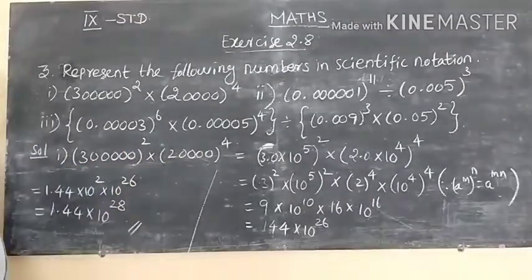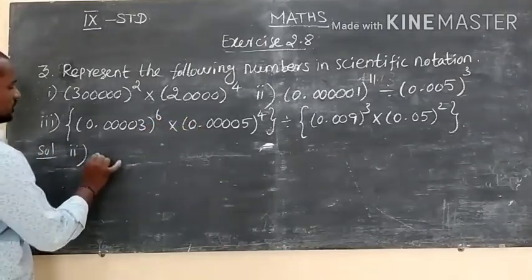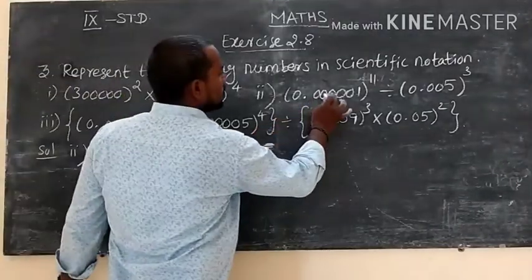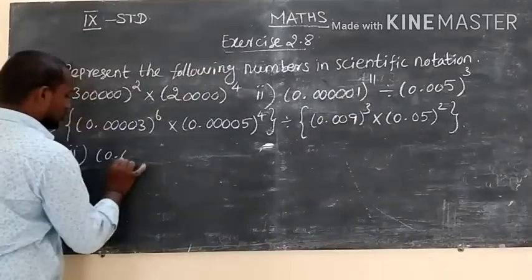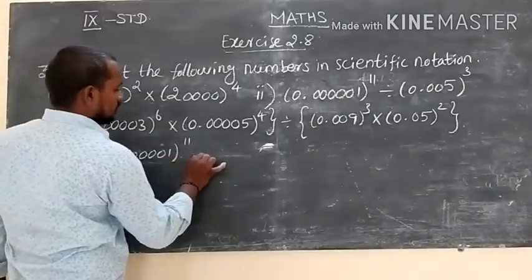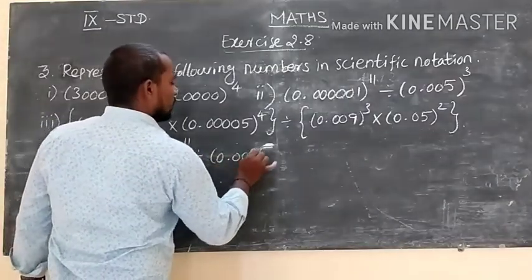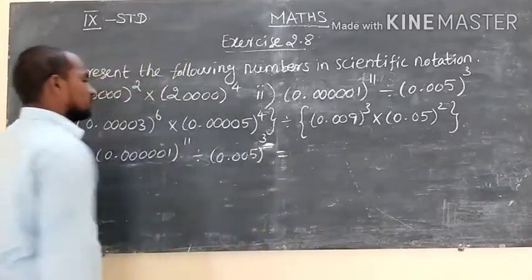Have you understood? The solution. The second question was (0.12345...) power 11 divided by (0.005) power 3, which is equal to.